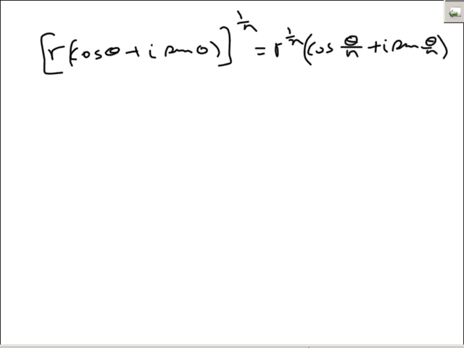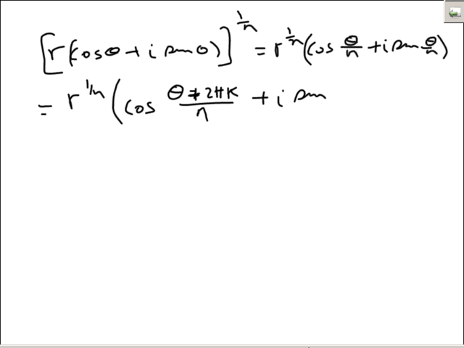Okay, but the problem is that you can always add 2 pi to the angle. You can always add 2 pi to the angle. That is, you really get cosine of theta plus 2 pi k over n, plus i times sine of theta plus 2 pi k over n. That's the nth root.